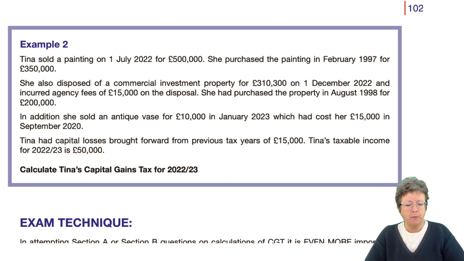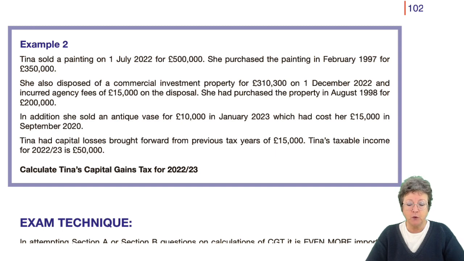She also disposed of a commercial investment property for £310,300 on the 1st of December 2022 and incurred agency fees, incidental costs of sale, of £15,000 on the disposal. She had purchased the property in August 1998 for £200,000. In addition, she sold an antique vase for £10,000 in January 23, which had cost her £15,000 in September 2020.